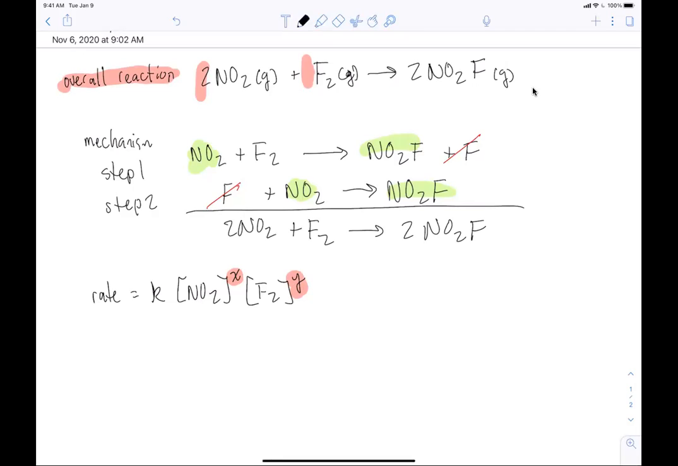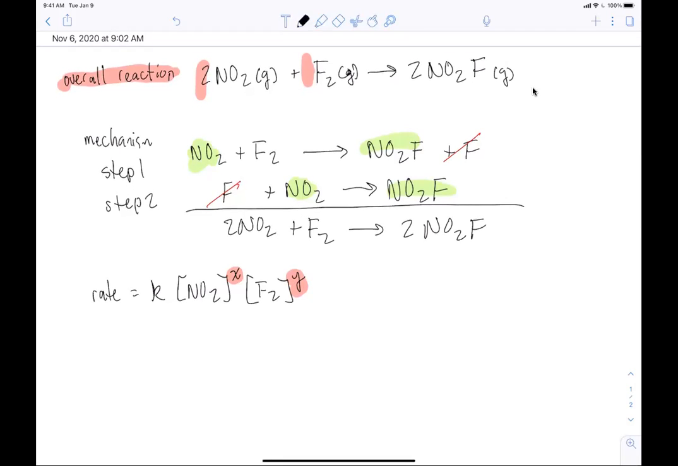However, for a reaction mechanism, since we know what these fundamental steps are inside of it... here at the top, we don't know what the fundamental steps are, so we can't say anything about X and Y. But in this bottom part, we do know what these fundamental steps are, and so we can actually say what X and Y are.